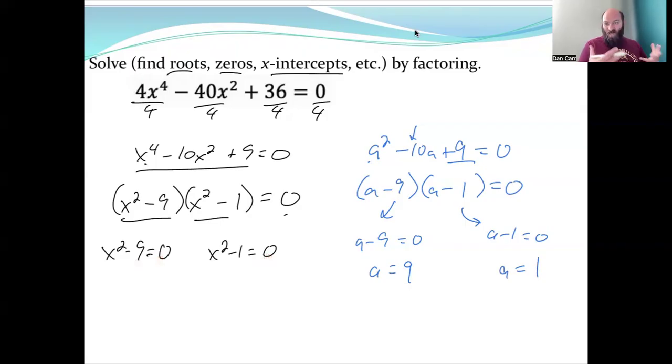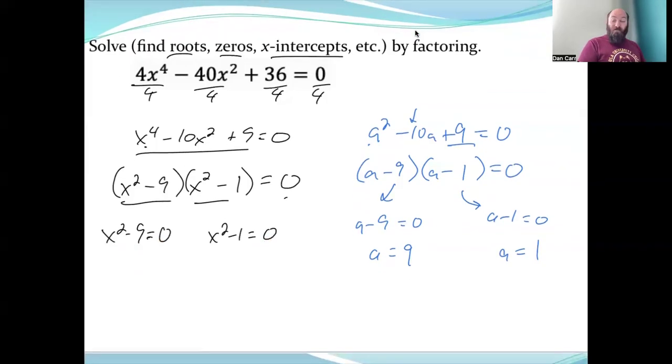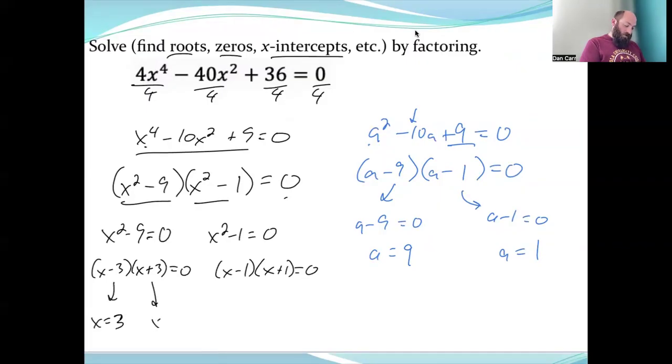But just to keep with the factoring idea, these are the difference of two squares here. So that means x minus 3, x plus 3 equals 0, x minus 1, x plus 1 equals 0. So shortcut on this one, this is just going to become x equals 3. This will become x equals a negative 3. This is x equals 1. And this is x equals a negative 1. Okay, so we're just solving it. So I'm going to leave it like this.